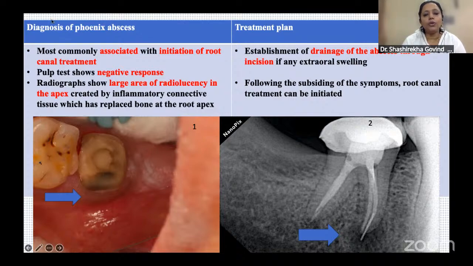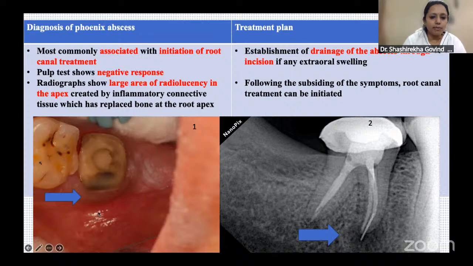So how are you going to treat this case? You have to make sure we establish drainage of the abscess through incision. Whether it is intraoral or extraoral, whatever the swelling is, basically we need to drain the abscess. Then, following the subsiding of the symptoms, we have to do the root canal treatment.